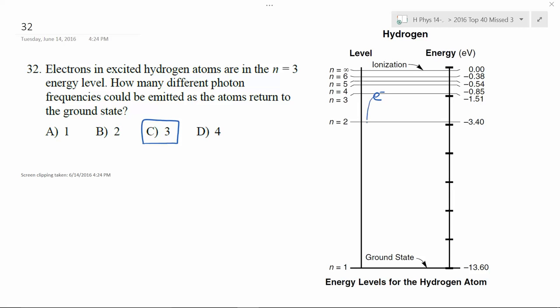One way to do that is to go directly to the ground state, so to transition from n equals 3 to n equals 1. It could also transition from n equals 3 to n equals 2, and once it's there, it's not stable in the second energy level either, so it's going to transition from 2 to 1. So you can get three different photons from each of these transitions, each with their own frequency corresponding to the energy transitions, the difference in energy between the levels.